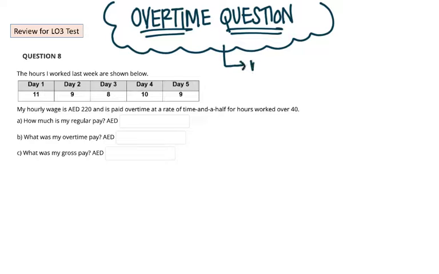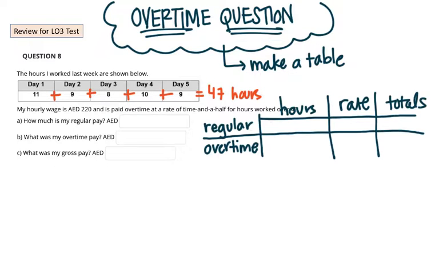Okay, this next example is an overtime question. And when you have an overtime question, always make a table. You will not make a mistake, and it's very easy if you make a table. Before we do that, let's go ahead and add up all the hours that this employee worked. In this case, we get 47 hours. Then I'll make my table. Okay, we have 2 rows, regular hours and overtime hours. Now in the first column, regular hours are always 40. Always, always. Memorize this. Regular hours are 40, and the regular rate is given in the problem. So in this case, 220 dirhams per hour.